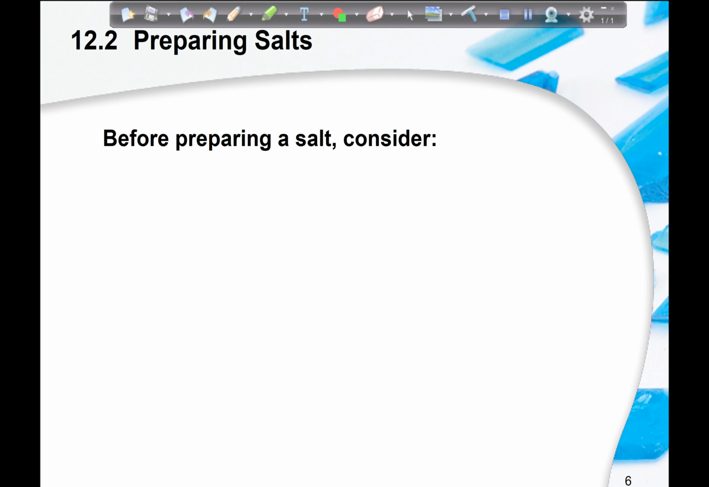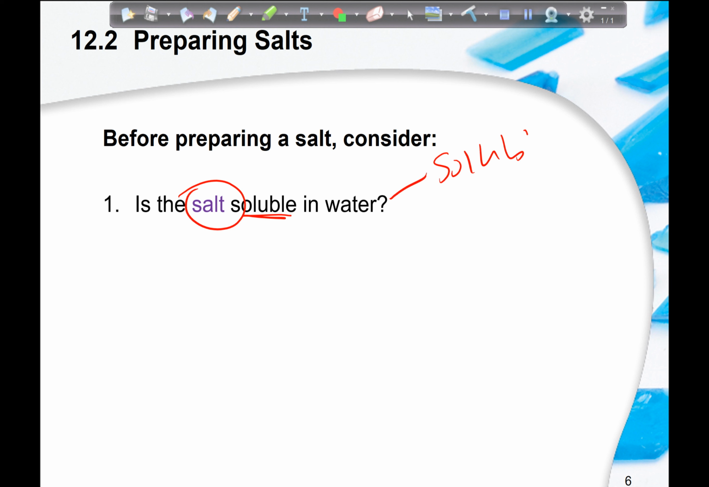Now before we actually prepare a salt, we need to consider two things. This should be in our thought process. Number one, is the salt soluble? And how do I know whether a salt is soluble? I will go back to my solubility table.